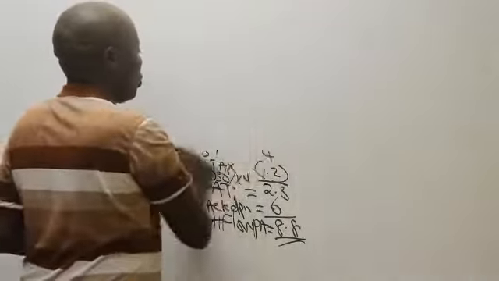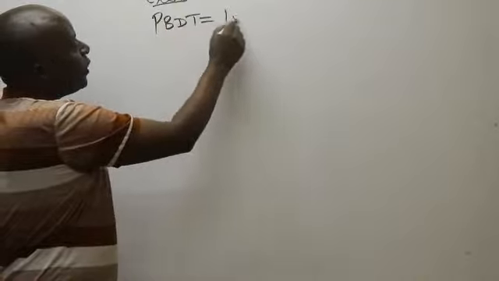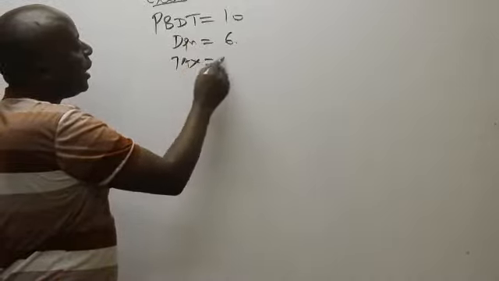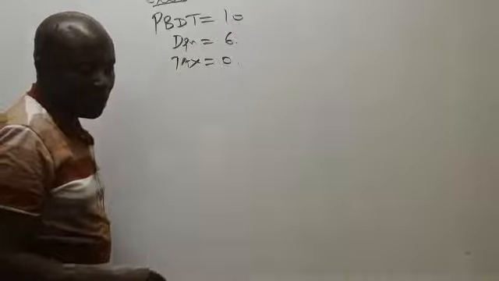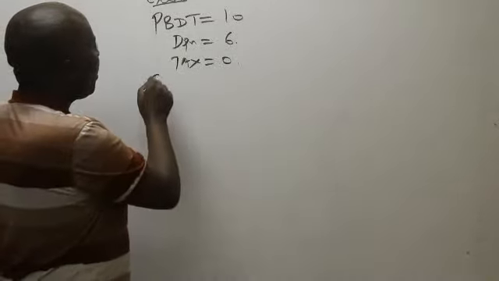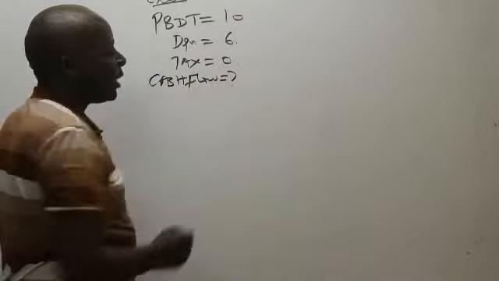Exercise number 2 is an interesting one. They have given us profit before depreciation and tax of 10. They have given us depreciation of 6, but this time around they're telling us that tax is 0. So then, ladies and gentlemen, they would want us to go ahead and give them cash flow.